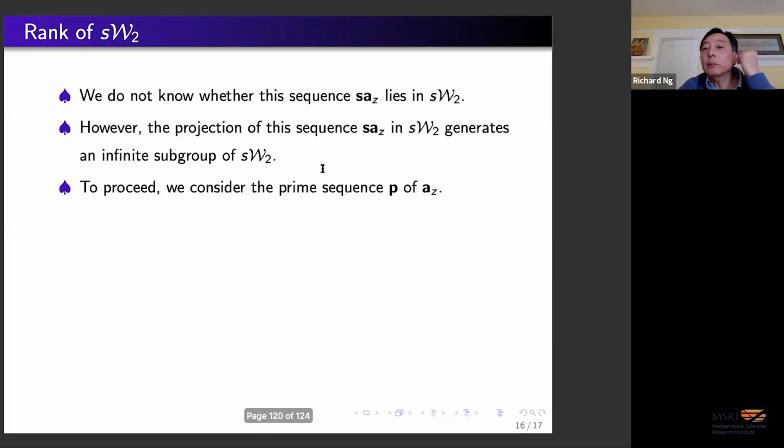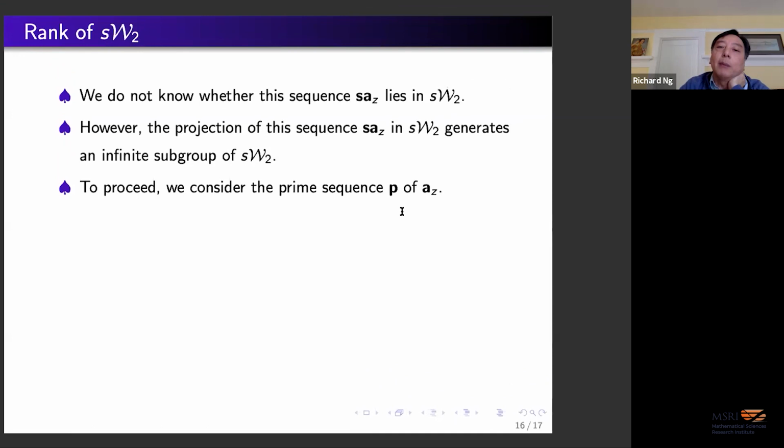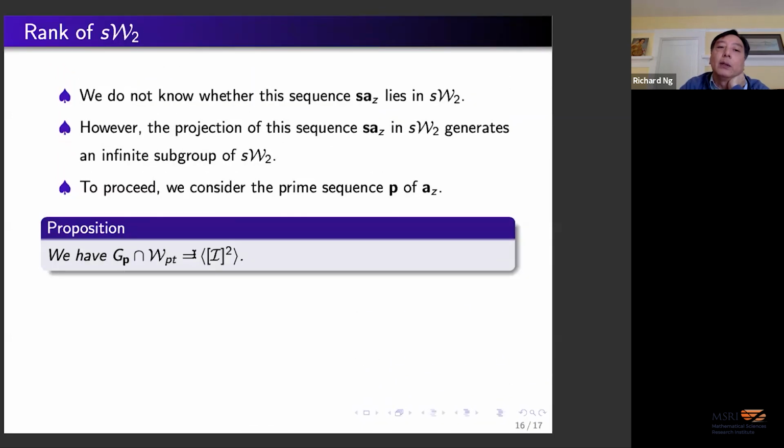To proceed, we use a prime sequence of A sub C. As I mentioned before, A sub C always contains a prime sequence by using the Dirichlet prime number theorem. So we particularly pick the prime number sequence, but I don't know what they are. Probably I can generate it, but you can only know it exists, but hardly write down the formula for it. So I pick a prime sequence of AZ, and we can use it to generate the group in W, which I call GP as before.